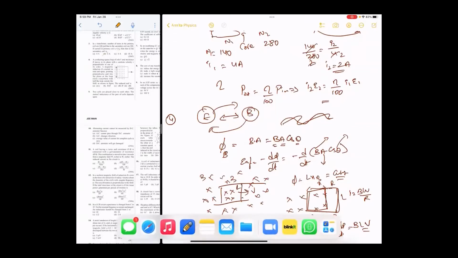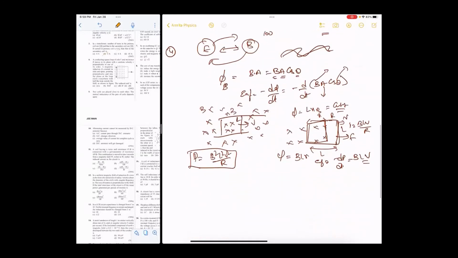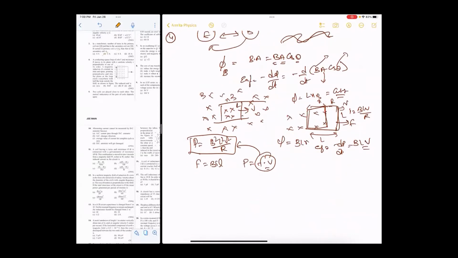If you are moving it with constant force, and the velocity is V, because the force BIL is balanced by F. So force F is BIL. What is the power? F dot V. Whatever power is given by the force, the same power is dissipated in the resistor. So the net work done is lost as heat energy in the resistor. Clear? I'm just trying to add as much knowledge, not just this question.